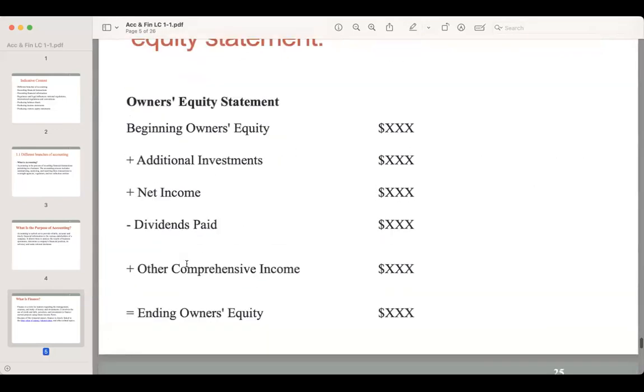Then other comprehensive income. The owner's equity statement may include other comprehensive income. This refers to gains or losses that are not part of the company's regular operations. For example, changes in the value of investments or fluctuations in foreign currency exchange rates can impact the owner's equity.